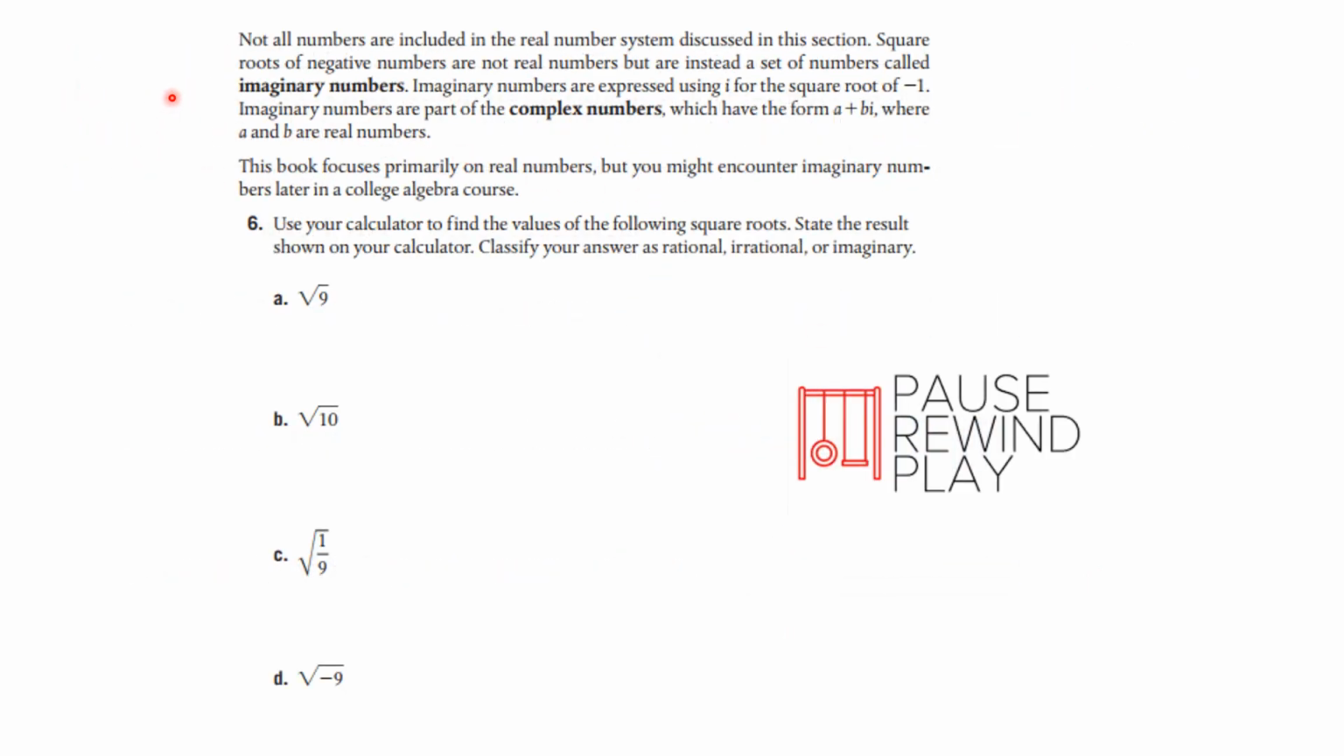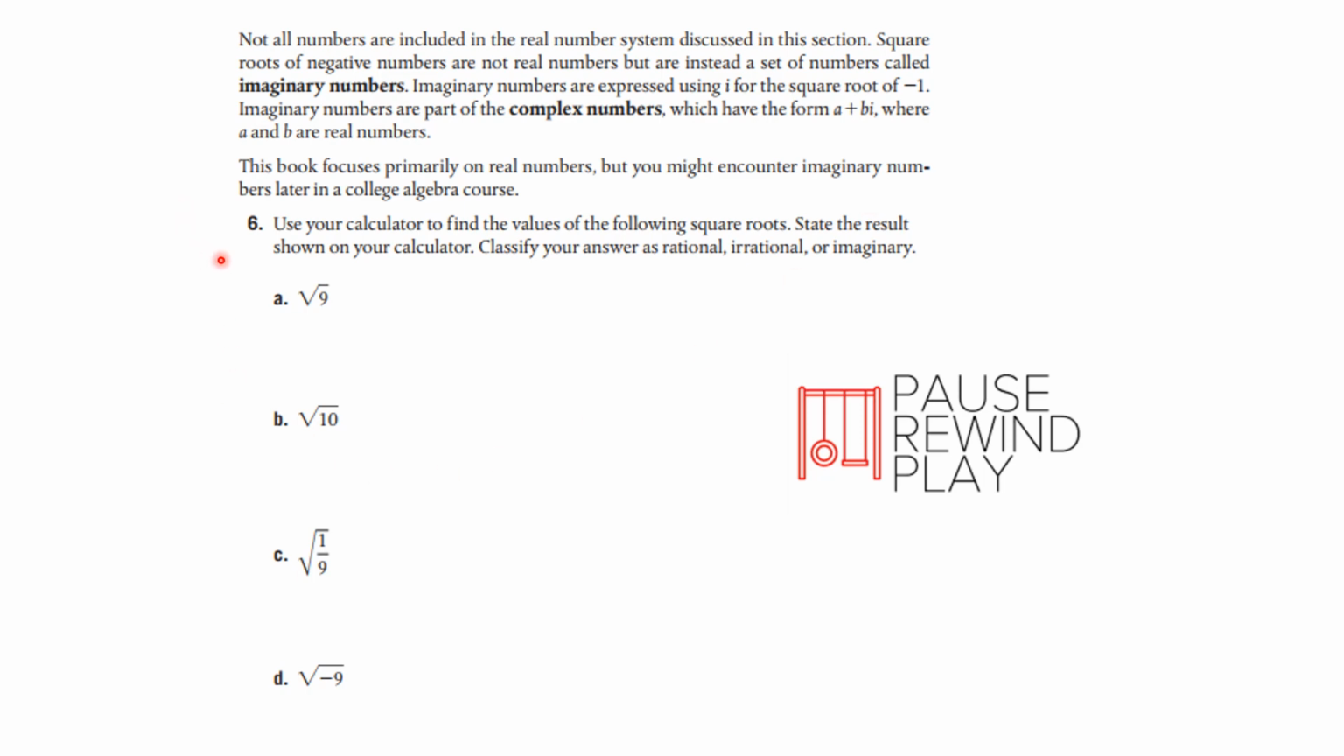Now, not all numbers are included in the real number system because there are numbers that are called imaginary numbers, and they're expressed using i for the square root of -1. And imaginary numbers are part of a number system called the complex numbers, which has the form a plus bi, where a and b are real numbers. Now, this book will focus on real numbers, but you might encounter those later in some course.